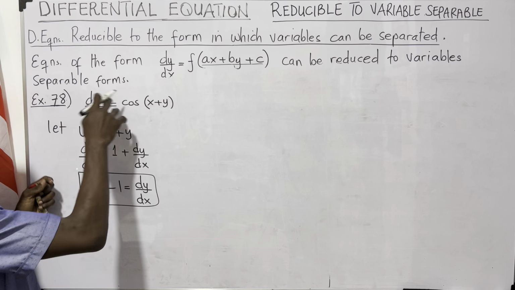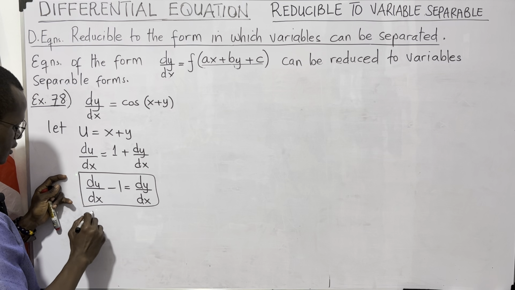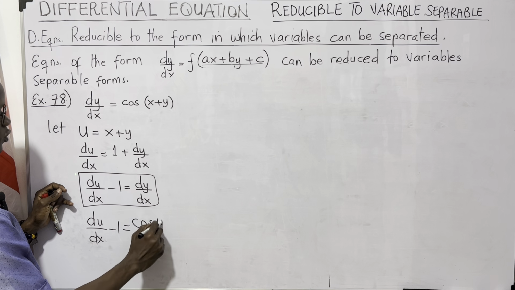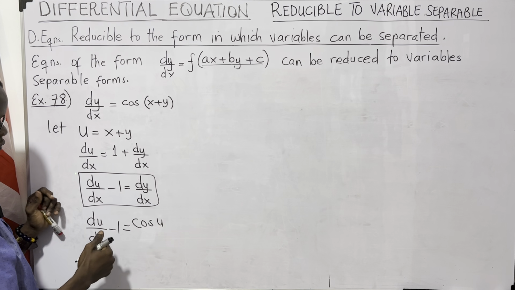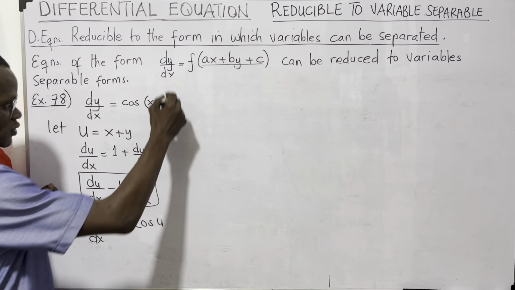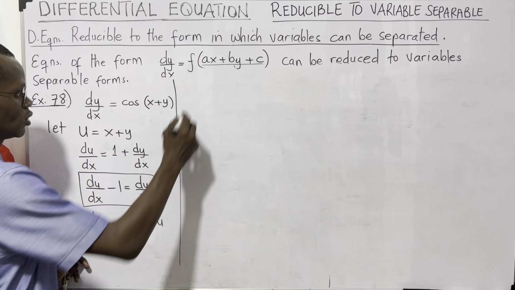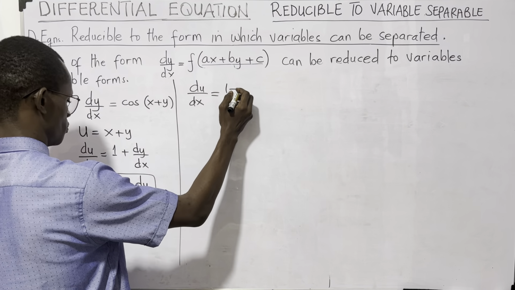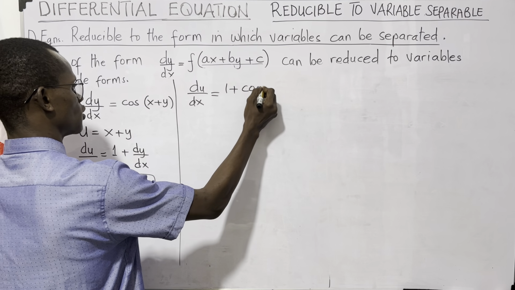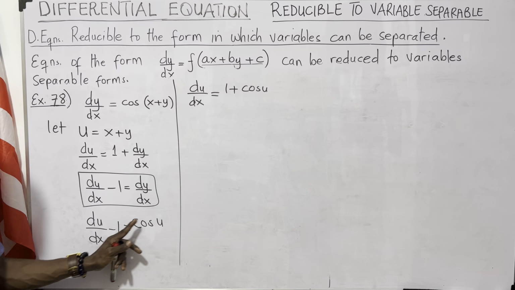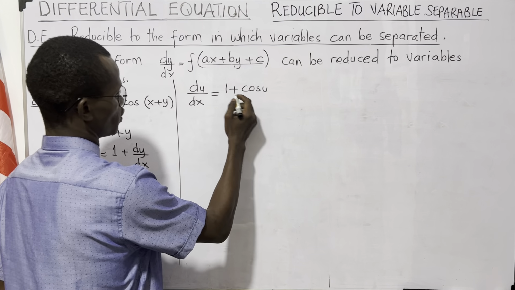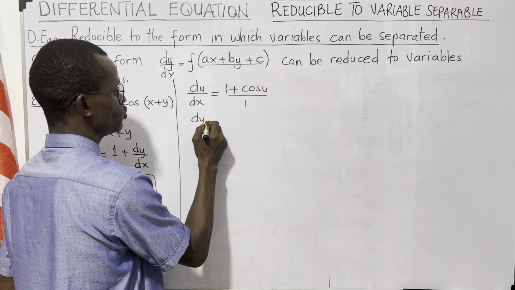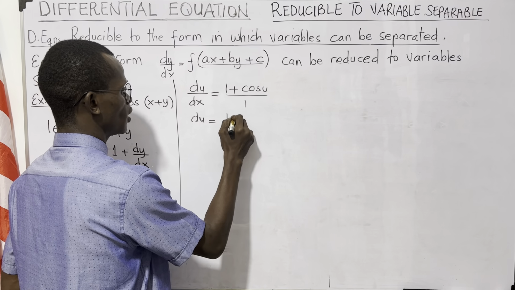Next, we go back to the problem now and replace dy by dx: du over dx minus 1 equals cos of u, because this is u. Now we can separate the variables and find the general solution. So we have du over dx is equal to 1 plus cos of u, right? Because if this one goes across, it becomes positive 1.